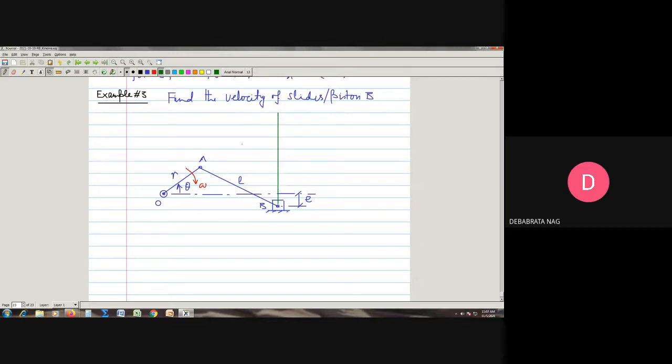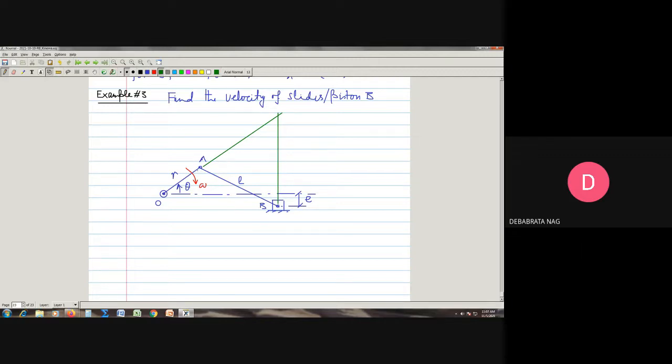So this is the perpendicular line, and also we extend this OA line like this. Let me take the extension this way. So this is the extension. It is because we are trying to actually locate the instantaneous center of the link AB, correct? Why is this extended?